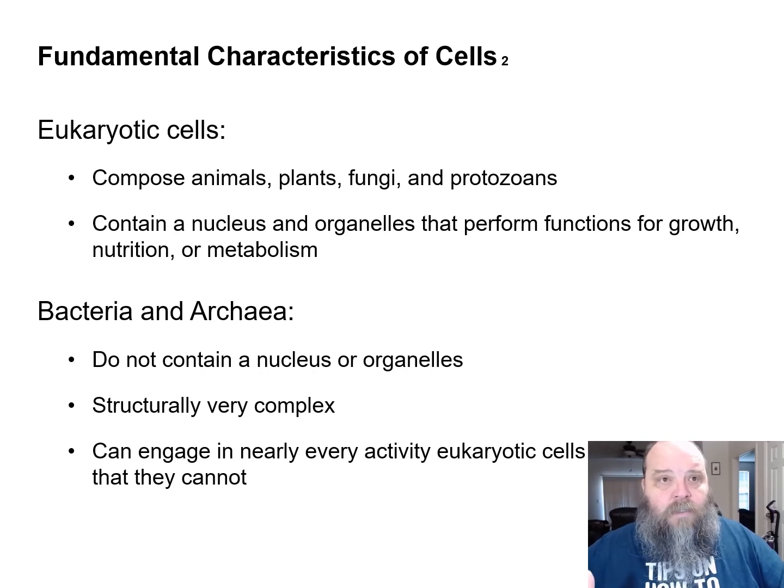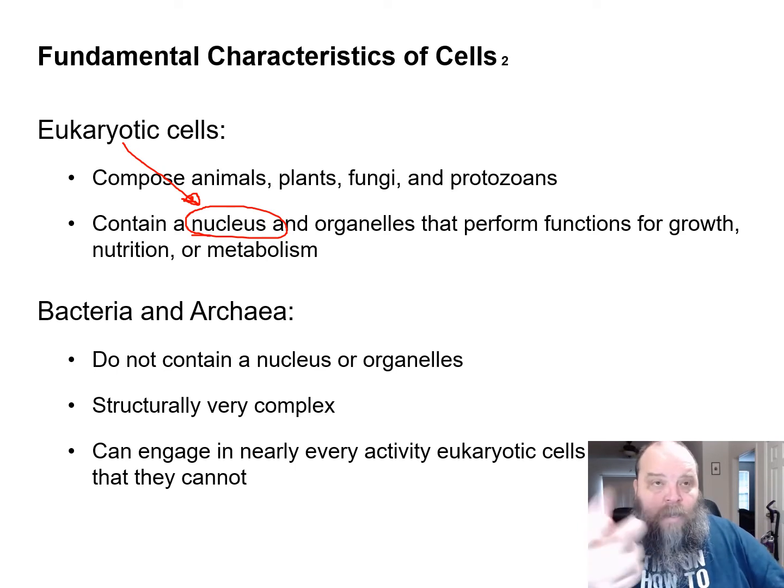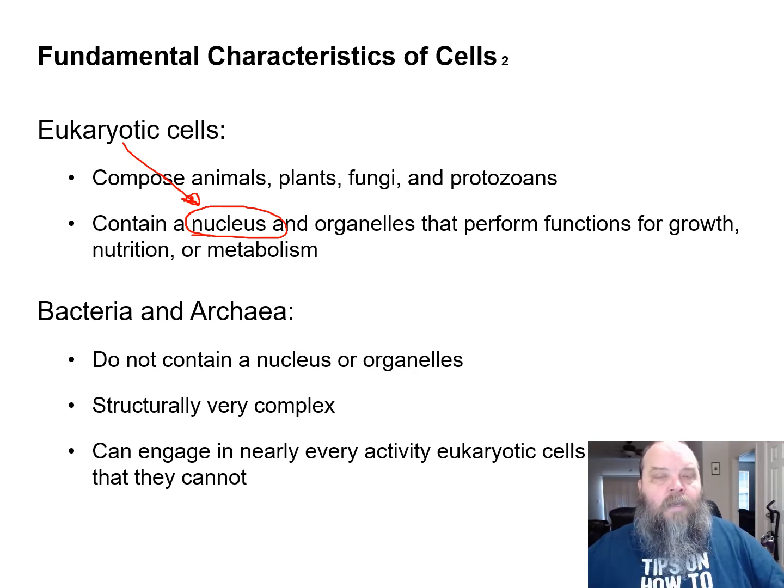Eukaryotic cells: us, plants, fungi, protists. The one and only thing in my courses that I say makes a cell eukaryotic is a nucleus. Which is not to say that I can't go in your body and find cells that don't have a nucleus. Yeah, red blood cells don't have a nucleus. They lose it during development in the bone marrow and all that.